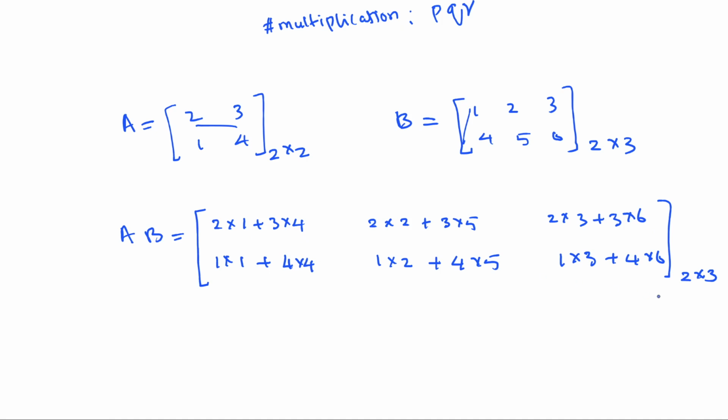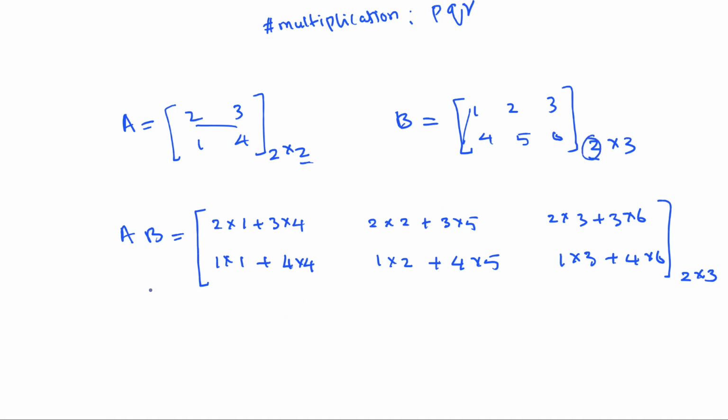So in this matrix we have total 2 into 3, that is 6 elements, and each of those elements takes 2 multiplications to calculate the final number. That means that the common dimension between A and B, that is the number of columns of A and the number of rows of B, that much number of multiplications will be required to find a single element of the product. So if you have 2 into 3 elements in the product, then it will take 2 into 3 into 2 multiplications in total.